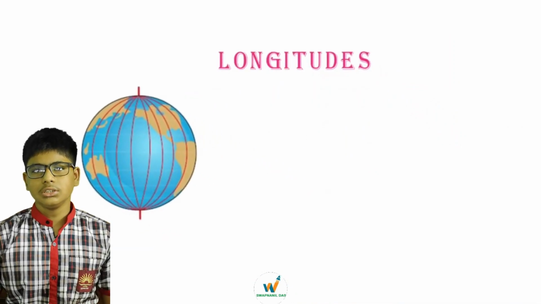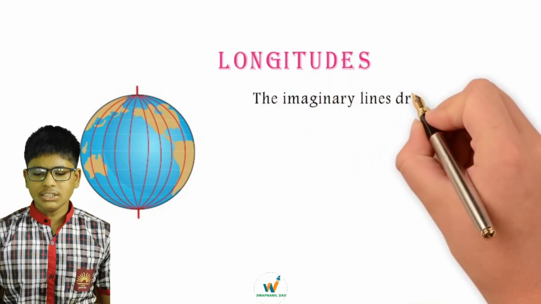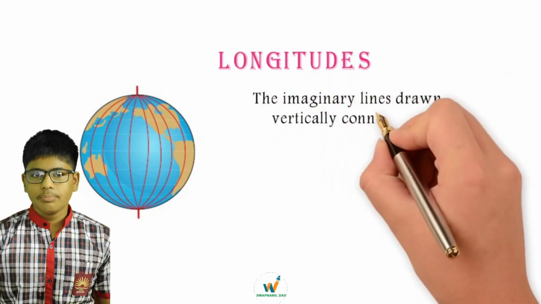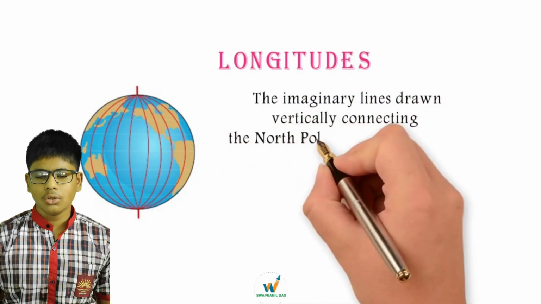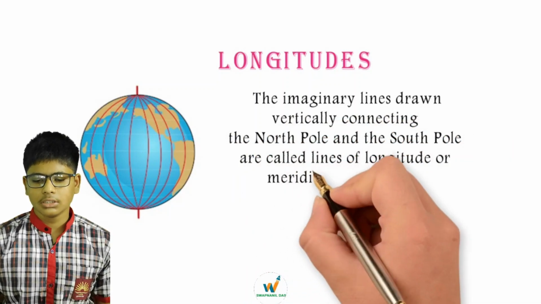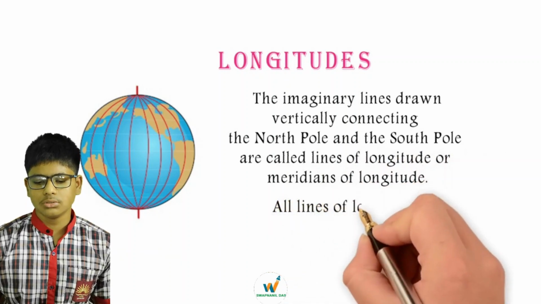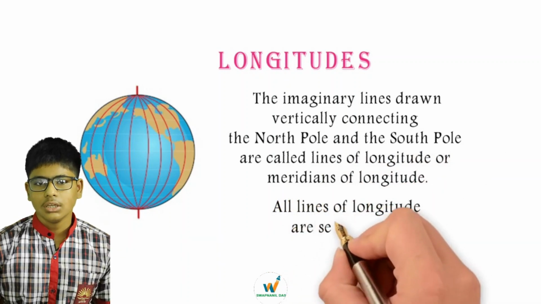Now longitudes. Let's have a look. The imaginary lines drawn vertically connecting the North Pole and the South Pole are called lines of longitude or meridians of longitude. All lines of longitude are semicircles.